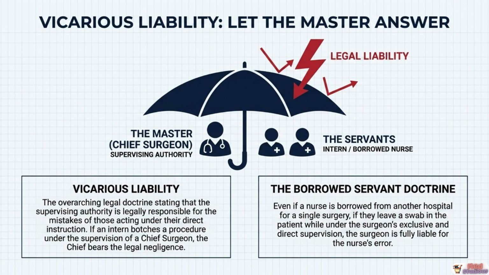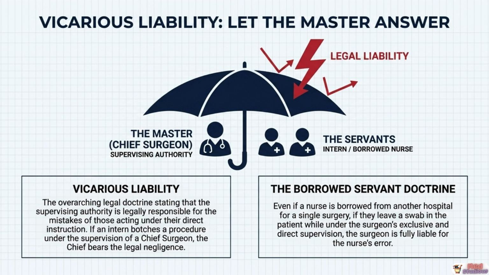In a hospital context, if a medical intern botches a procedure while under the direct supervision of a chief surgeon, it is the chief surgeon, not the intern, who bears the legal negligence. The chief's position of authority and responsibility for oversight makes them the legally accountable party. This principle has enormous implications for hospital administrators, department heads, and senior consultants who oversee trainee doctors. Every order given to a junior is a legal commitment.